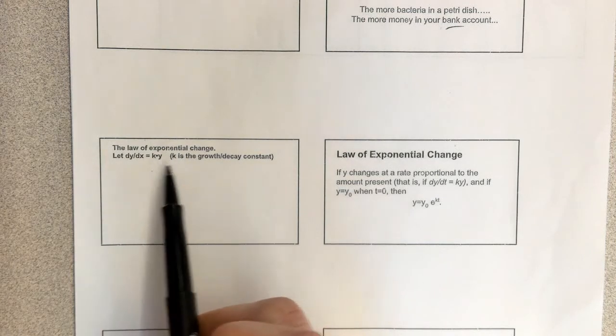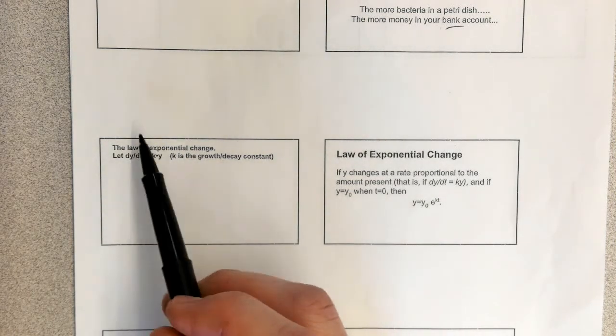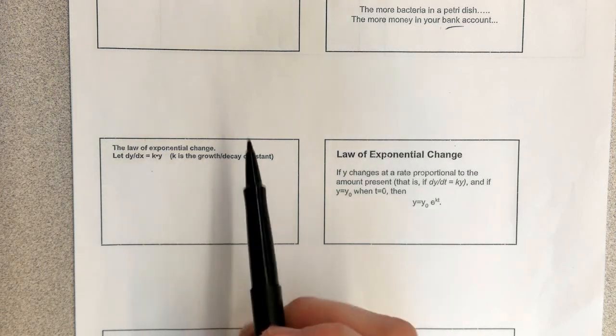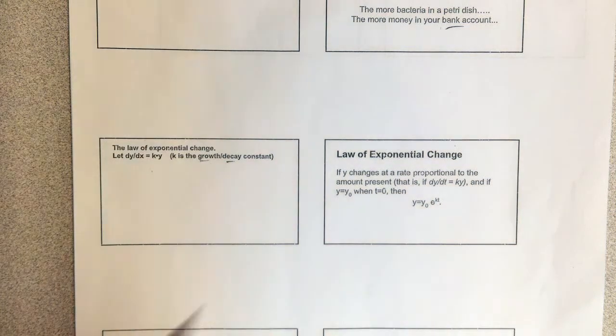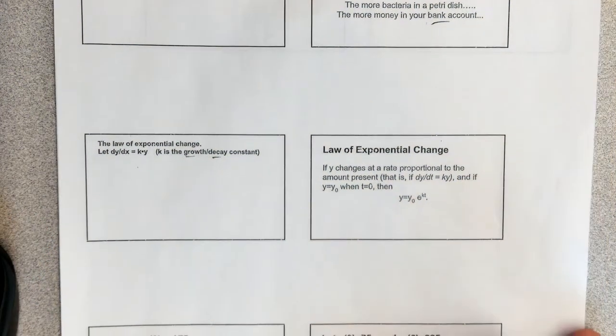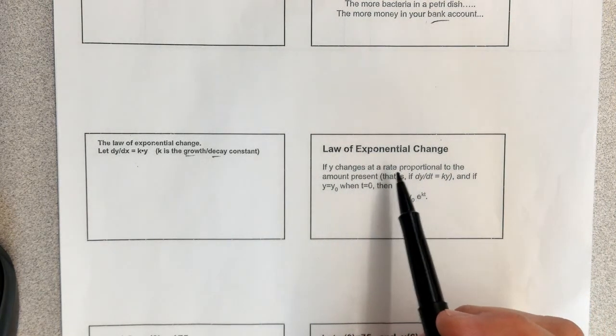All right, the law of exponential change says this. We've already sort of talked about this, but just to formalize, dy/dx is equal to k times y, and k is either the growth or the decay constant, depending on whether it's positive or negative. Okay, if it's negative, it's going to be decay. The law of exponential change says this: if y changes at a rate proportional to the amount present.